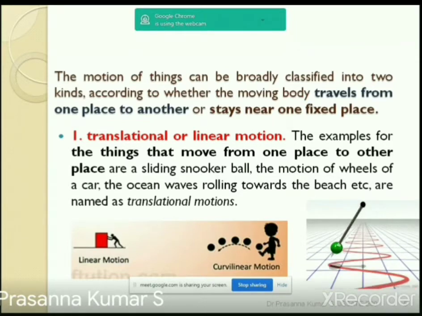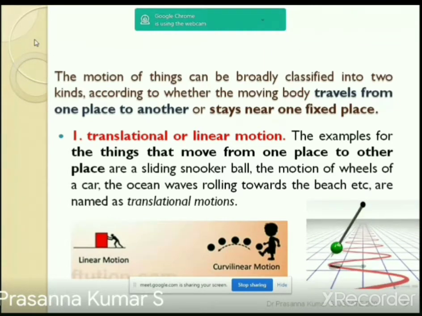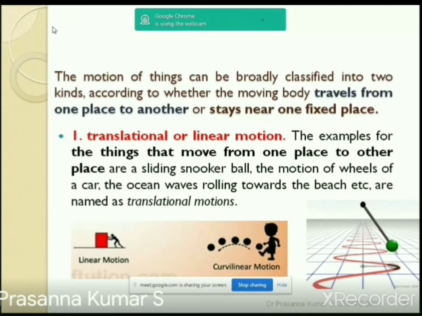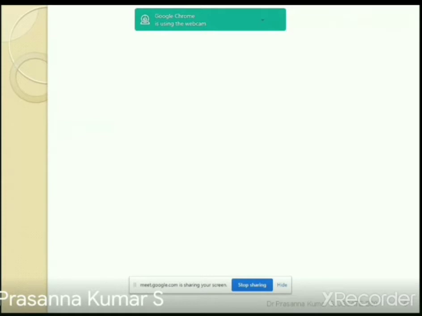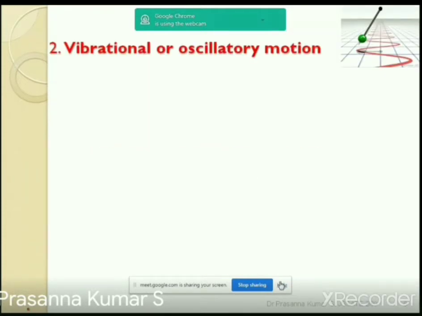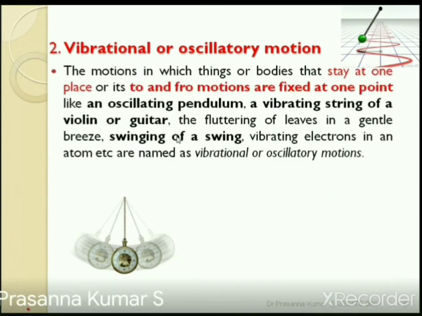When you look at ocean waves rolling towards the beach, they are displaced from one place to the other. So these are a few examples for translation motion. So you understood the differences between the translation and the vibratory or oscillatory motion.